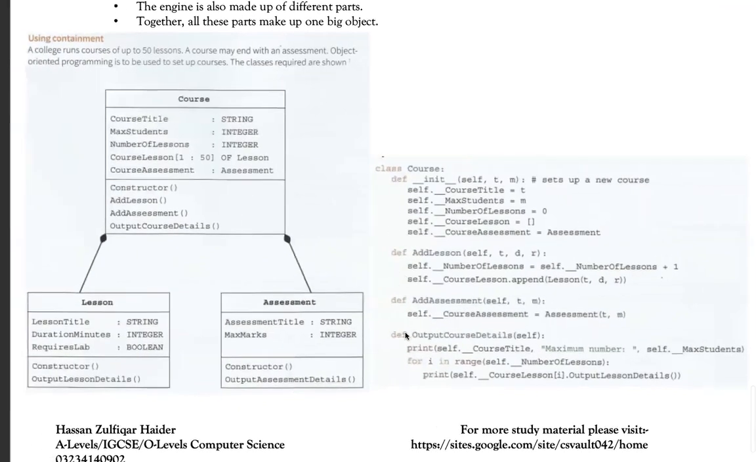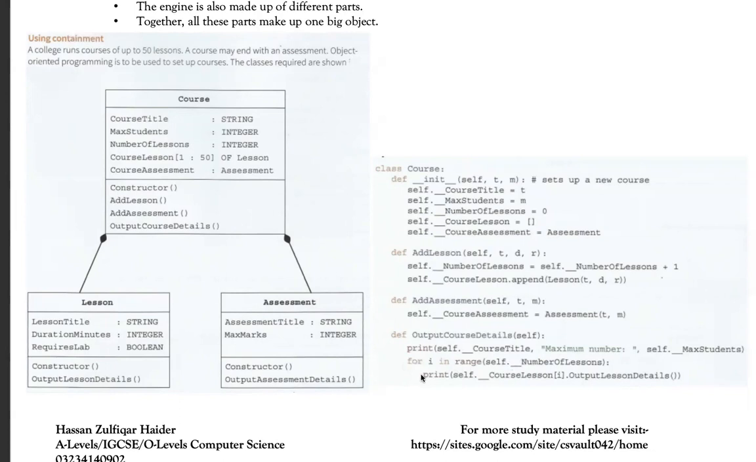And what does output course details simply do? It prints the course title, whatever the course object's title is, with this string followed by the max number of students for that particular course. And I have a loop for all the lessons, however many lessons I have. That number had been updated every time I added a lesson, so this loop will run for the number of lessons.